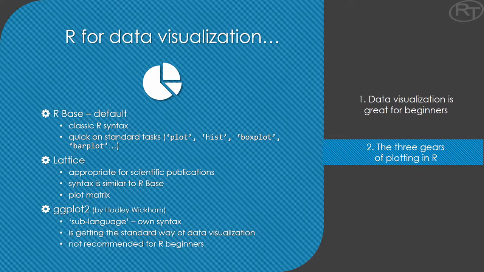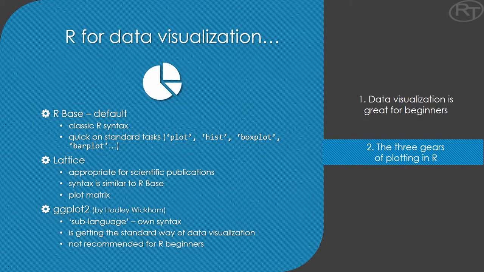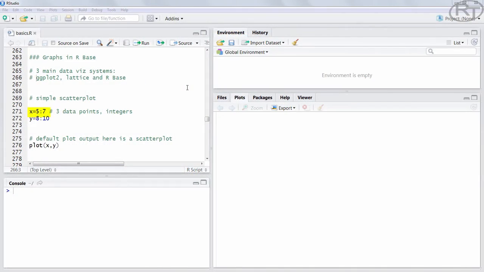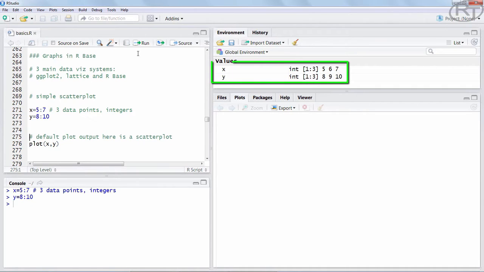Now, since this is an introductory course, I will focus on RBase. We will mainly work with the function plot, since it's very versatile. So let's say we have a vector x with the integers from 5 to 7, and a vector y which goes from 8 to 10. Both have the same length, which is crucial to be able to get the scatter plot here. Each x value needs a corresponding y value for the plot to make any sense.